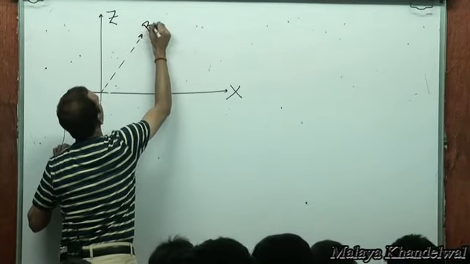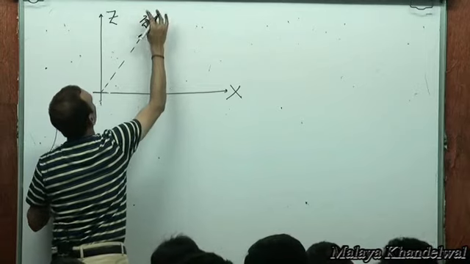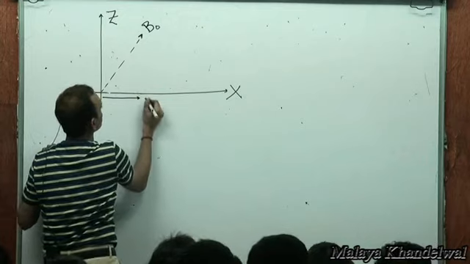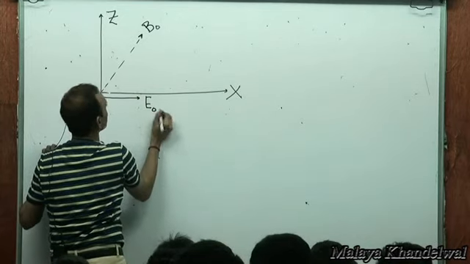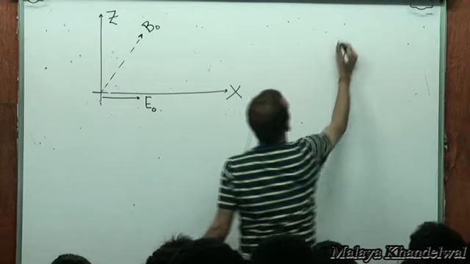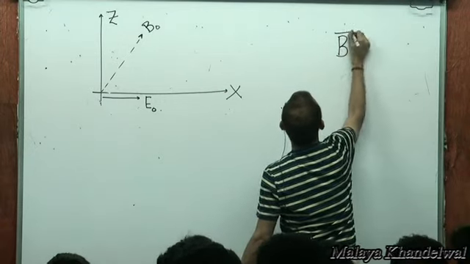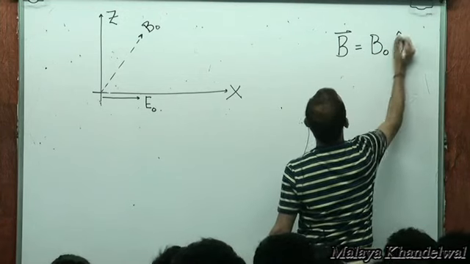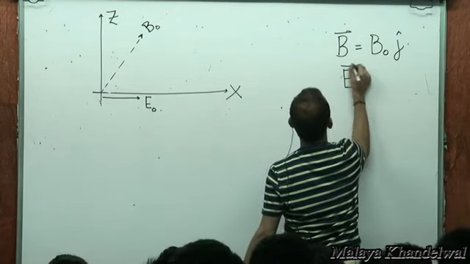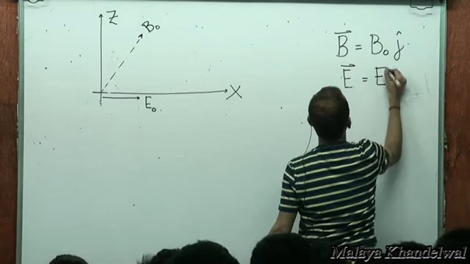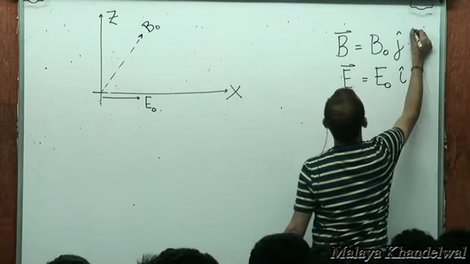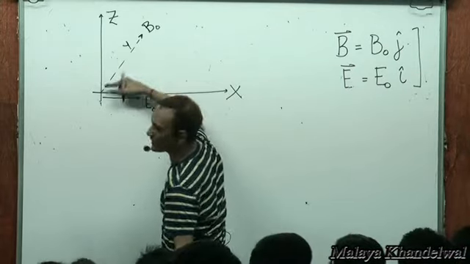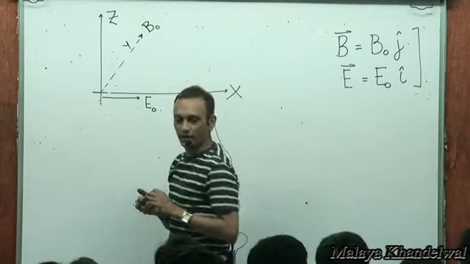Say I have B naught in the y direction, and I have E naught along the x axis. E and B are perpendicular to each other. Say B is B naught j cap, and E is, say, E naught i cap. This is the y direction, by the way. E naught and B naught are perpendicular to each other.